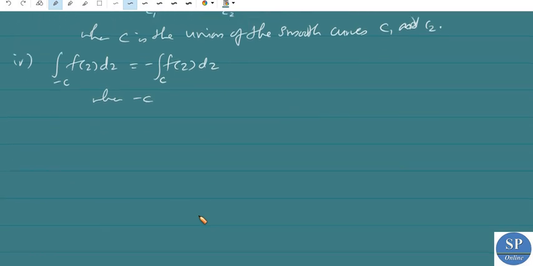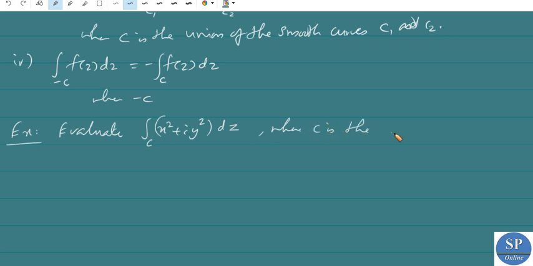Now we can do a problem. Evaluate the integral over C of x square plus i y square dz, where C is the contour given in the figure.